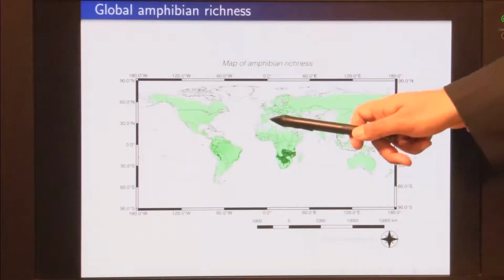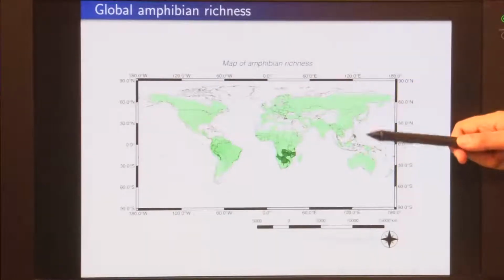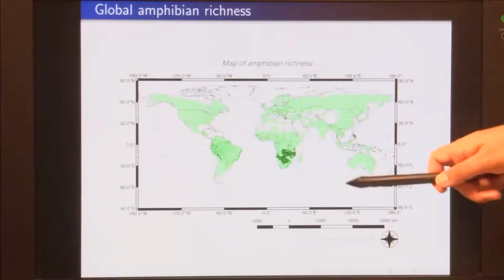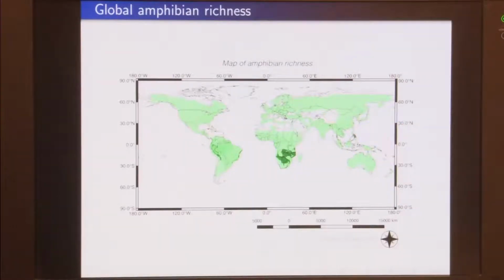Also, in the very dry areas of the Sahara, we will not find much amphibian density, but amphibian richness is high here. So, maybe these are good areas for the construction of reserves if we wanted to preserve amphibians.